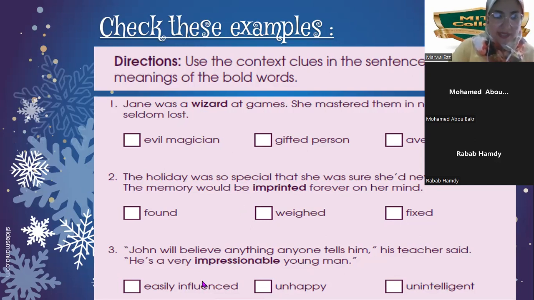Number 3, Mr. Muhammad, can you read aloud? Number 3, John will believe anything anyone tells him. His teacher said he's a very impressionable young man. I believe that in number 3, we have a word and its example. The word impressionable is equal to a person who believes anything anyone tells him. A follower. He is not a determined person or a confident person. We are not talking about being unhappy or unintelligent by any means.